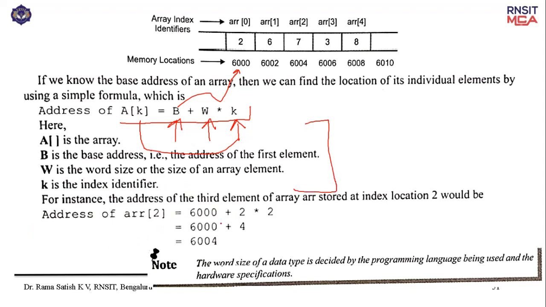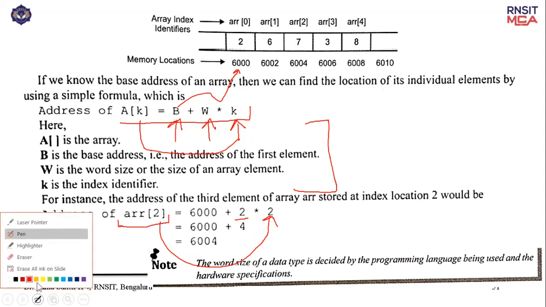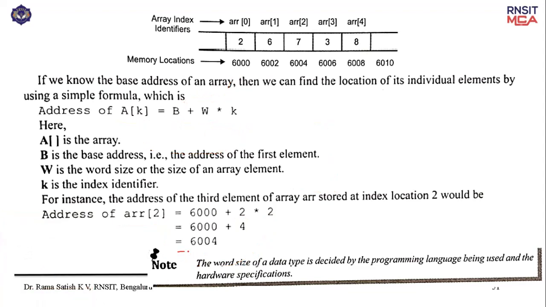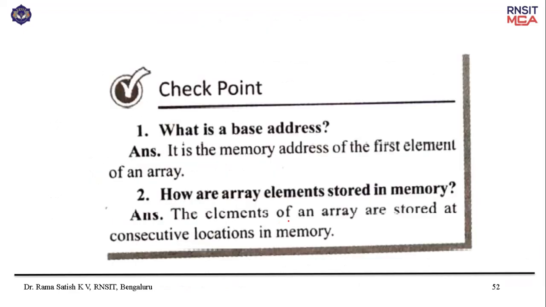Here is one example to find the address of array index number 2. For this, 6,000 is the base address, 2 is the word size, that is the size of an integer, and 2 is your k, that is the index number. By doing this calculation, you can find the memory location of this particular array element.